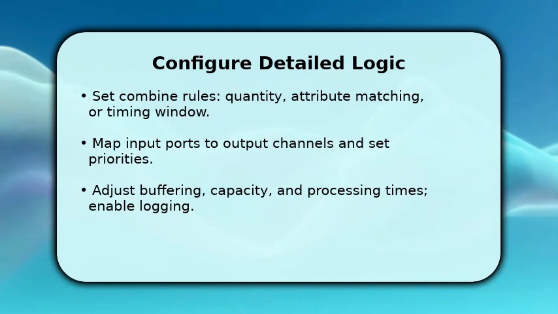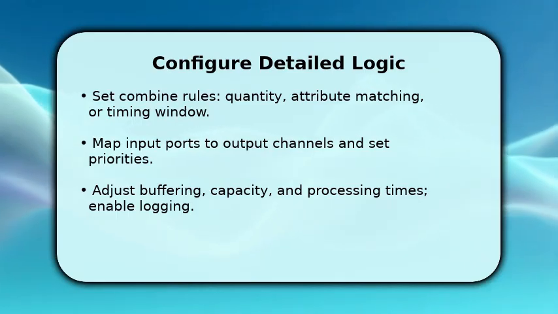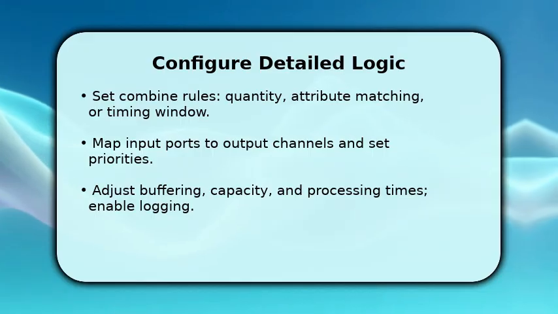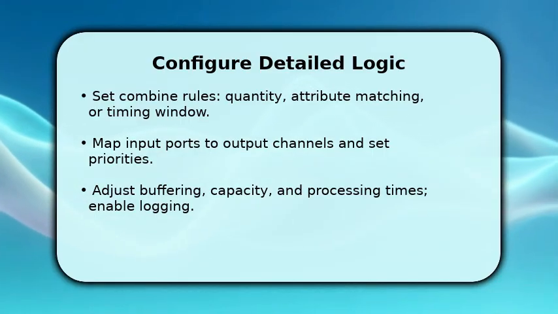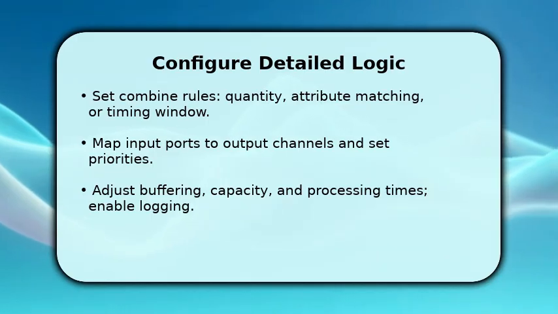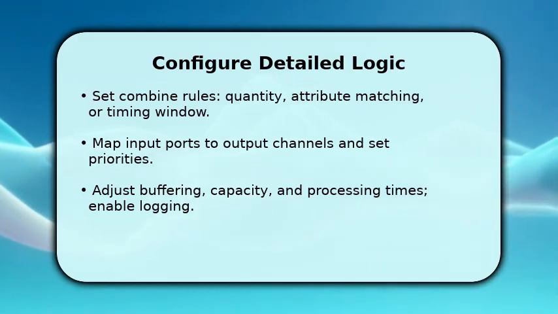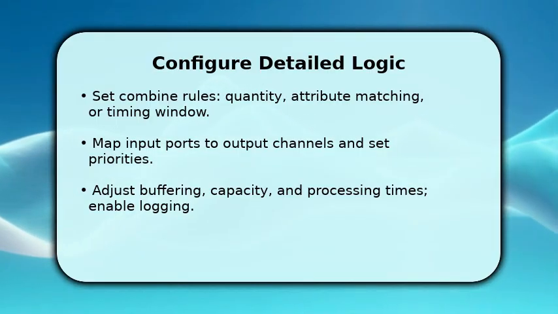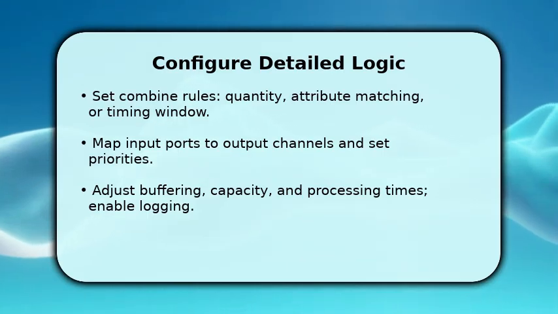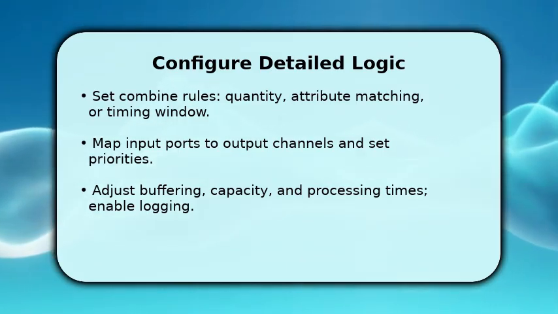Now you refine how the combiner decides which parts join. You set combine rules, quantity-based, attribute match, or a timing window, and explain why each matters for throughput. Then map input ports to output channels, assign priorities, and set buffering or capacity limits to avoid blocking. Once done, tweak processing times and enable event logging so you can see decisions during simulation.